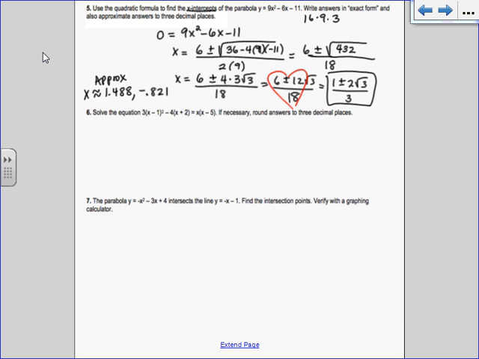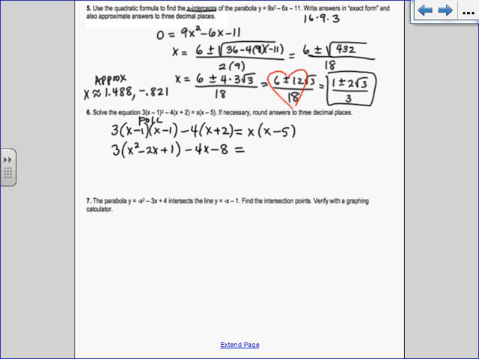All right, so number 6, solve the equation. I have 3 times x minus 1 squared, so I'm going to do x minus 1 times itself, minus 4 times x plus 2 equals x times x minus 5. So I'm going to have 3, and I FOIL. I'm going to have 3 times x squared minus 2x plus 1 minus 4x minus 8, right? Make sure you distribute the negative 4 to both of them. Equals x squared minus 5x.